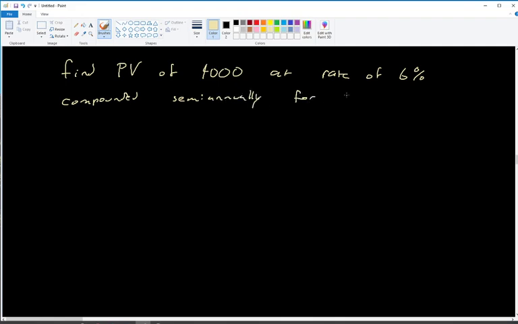For 10 years. So since we're compounding not continuously, we're going to be using the first equation, A equals P times 1 plus R over N to the NT. And they're basically asking us to find the present value. So they want us to figure out what this P value is this time.